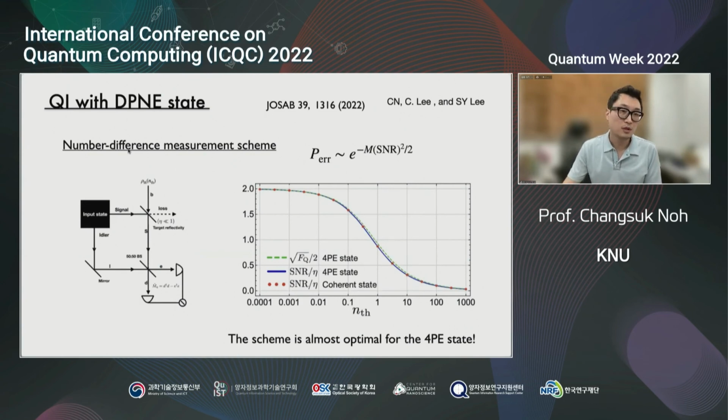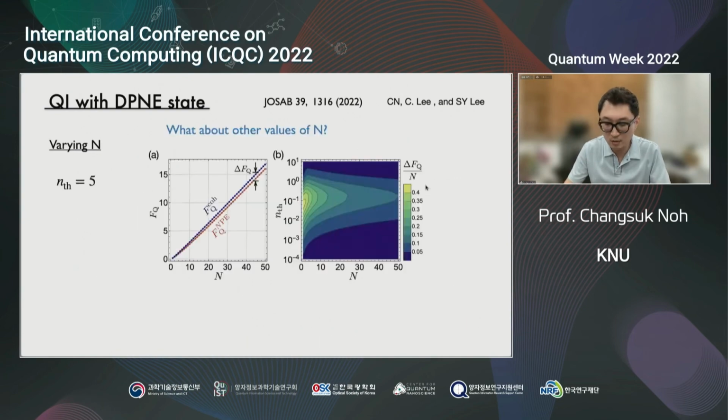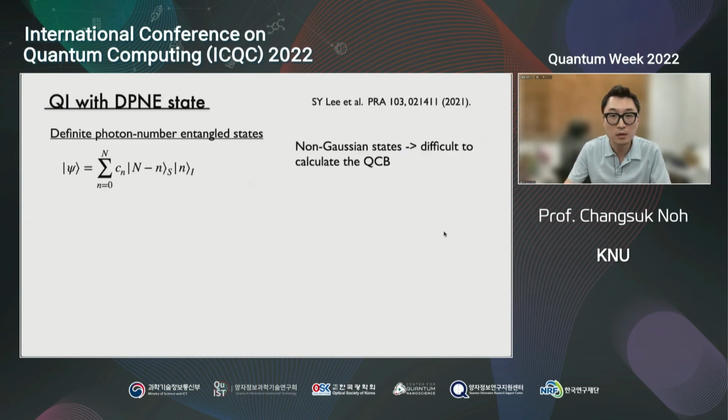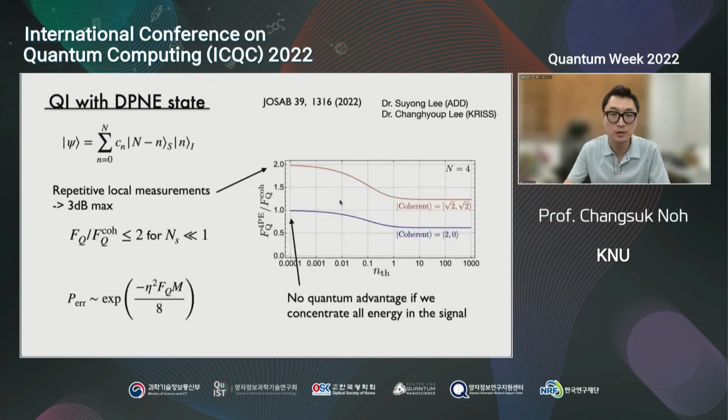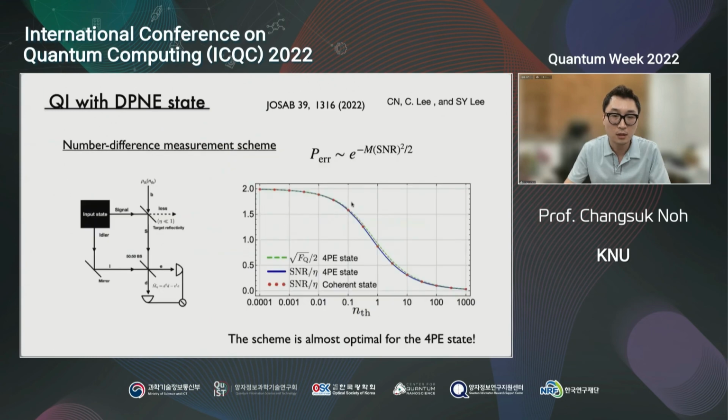We also looked at the number difference measurement scheme, the one that involves a beam splitter and the number difference measurement that we saw. Sorry, I'll go back a bit. So this one. Now we calculate this again using the exact formula. What we see is that the coherent and the DPNE state give the same result in this case. The red dots are the coherent state, the blue curve is the DPNE state, and they give the same error exponent under this measurement.